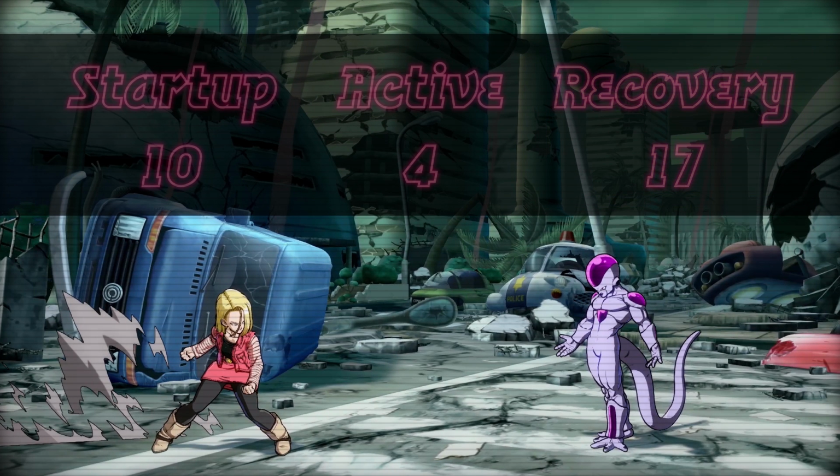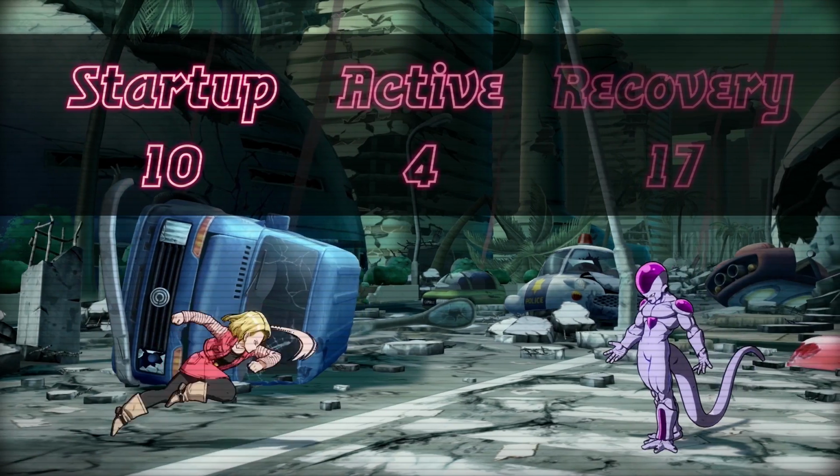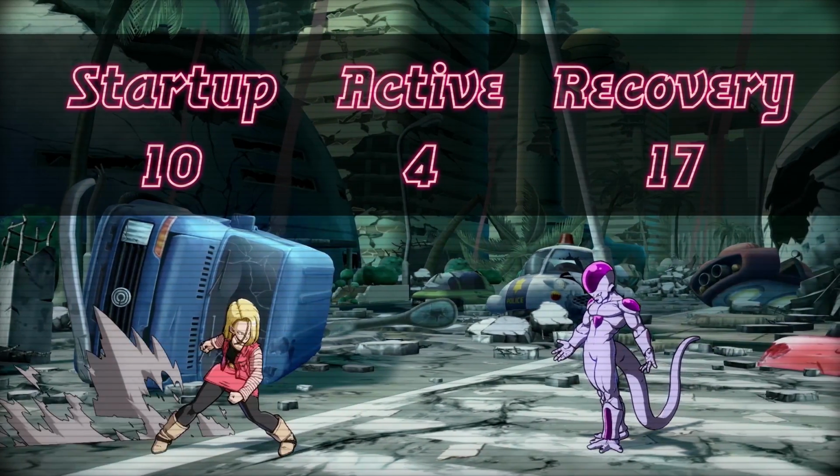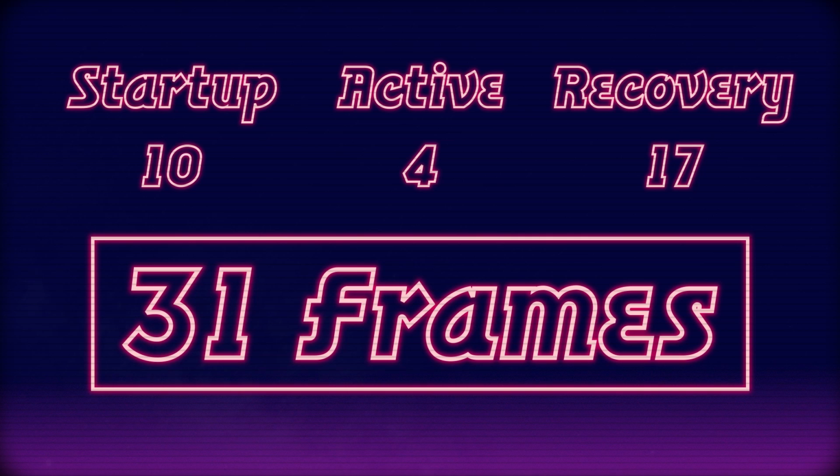So for a whiffed move, you're looking at startup plus active plus recovery, which gives you the total time it takes the move to complete from start to finish. So this is the amount of time you're committed to that move and are potentially vulnerable.